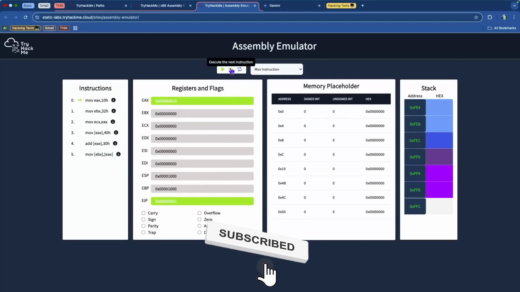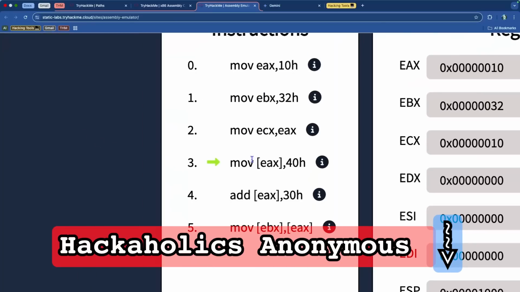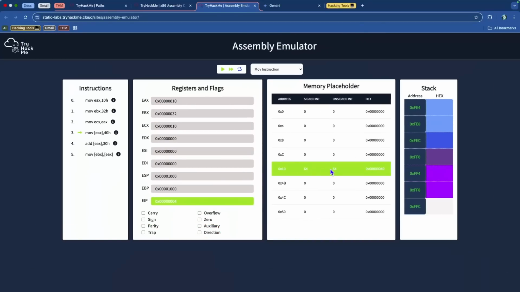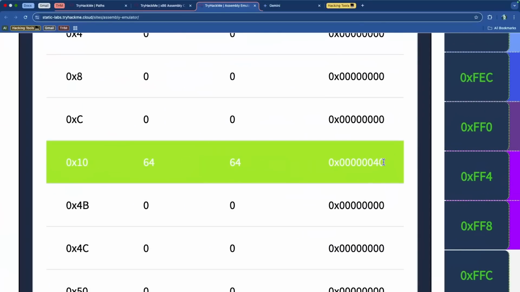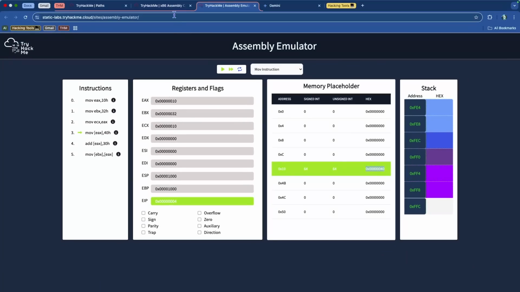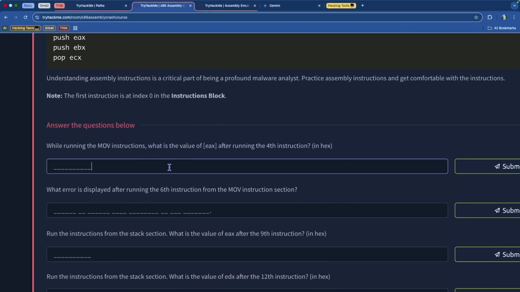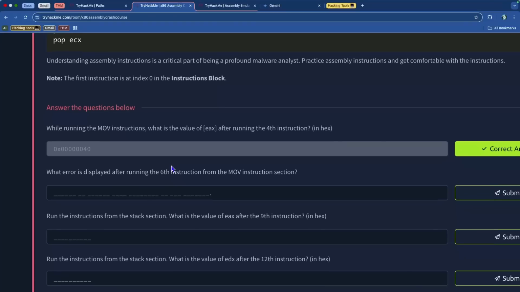And I think if we just click this, we end up seeing the values here. And so if we move down to the fourth instruction right here, so you can see move EAX 40, it says what's the value of it, which ends up being this guy right here in hexadecimal. So that should be the value. So let's go down here and see if that's indeed the case. And let's paste that and test that. Okay, cool. Yeah, that is the case.